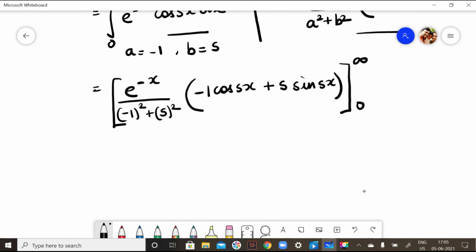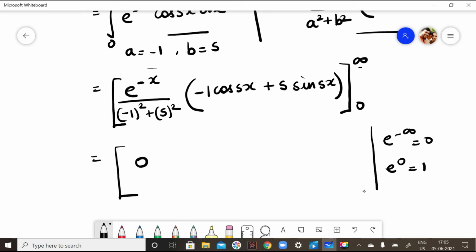We very well know that e to the power minus infinity is 0 and e to the power 0 is 1. So first, when I substitute the upper limit, this becomes e to the power minus infinity, and e to the power minus infinity is 0.